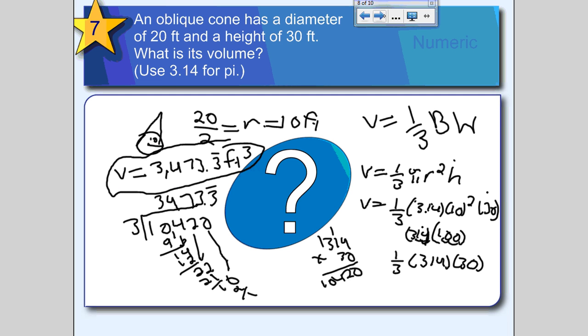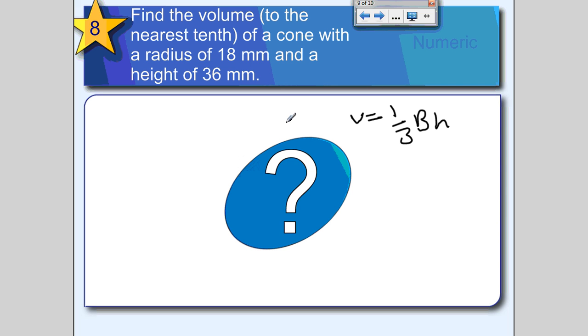Alright. Find the volume to the nearest tenth of the cone. So we're doing a cone again with a radius of 18 millimeters and a height of 36. I want you guys to try this one. See if you can do it. This is probably one of the more difficult ones because you got a circle and you got to divide by 3 and all that. So you guys try that one. And that's all.